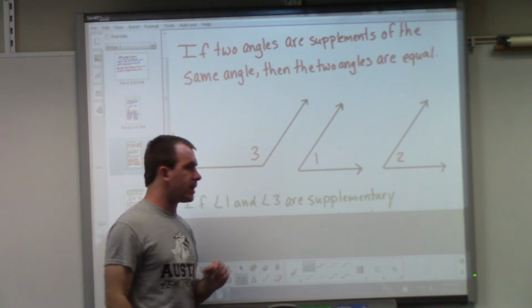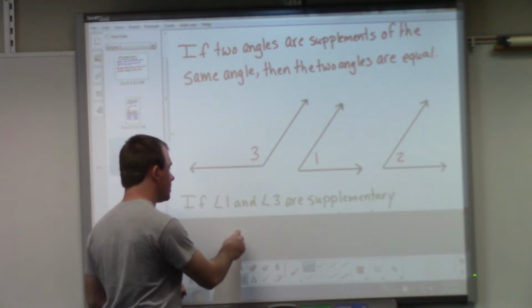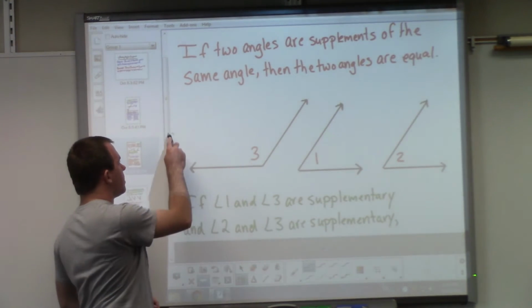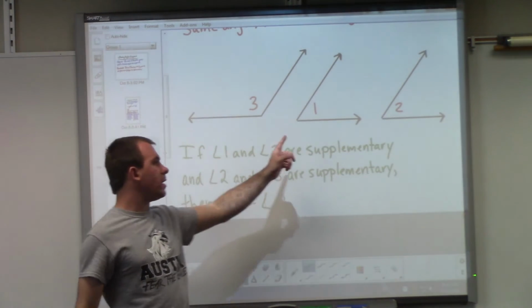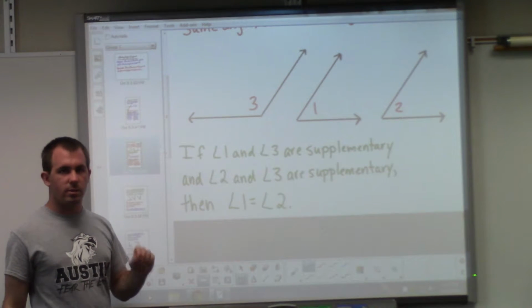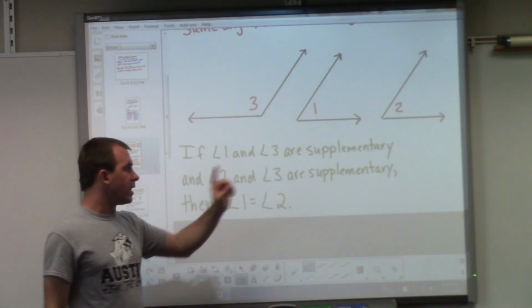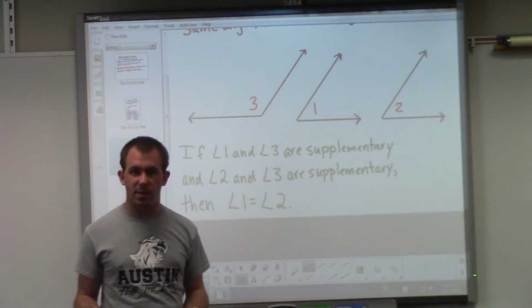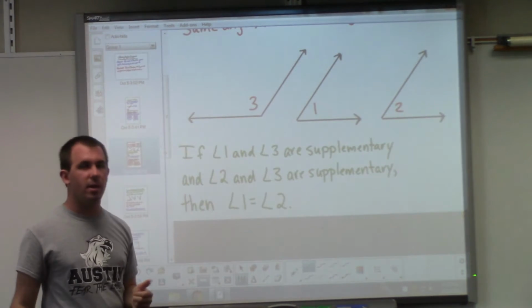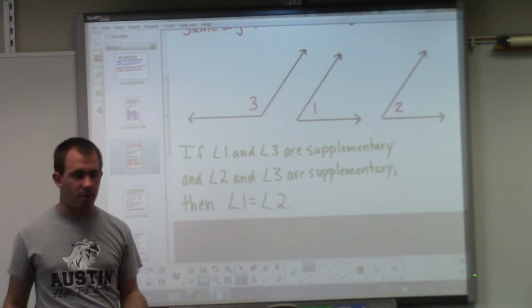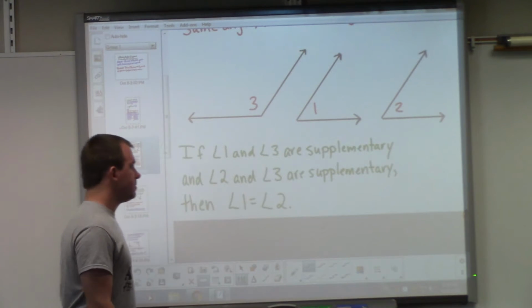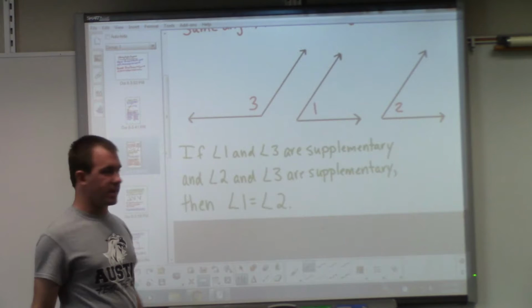So, if angle 1 and angle 3 are supplementary, and angle 2 and angle 3 are supplementary, then angle 1 must equal angle 2. So again, I think with pictures it's easier to explain. If angle 1 and angle 3 are supplementary, if they add up to equal 180 degrees, and angle 2 and that same angle number 3 are supplementary, meaning they add up to equal 180 degrees, then angle 1 must equal angle 2. But again, we have to prove this.